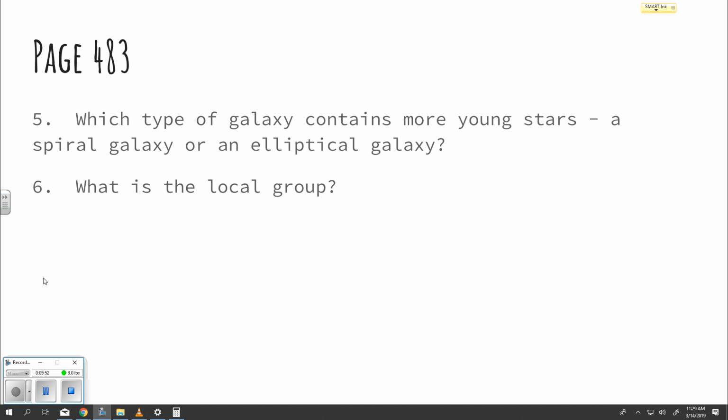The Sun takes about 225 million years to complete one orbit around the galaxy's center. About 30 other galaxies are within 5 million light years of the Milky Way. These galaxies and the Milky Way make up the local group.